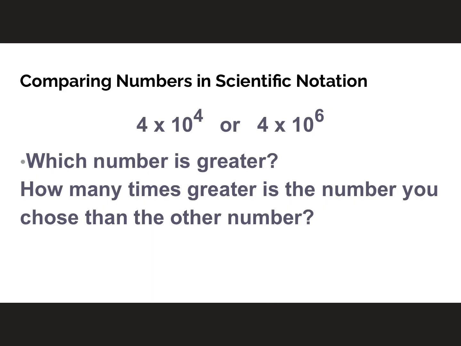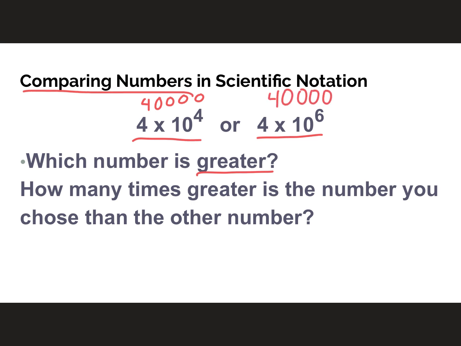So now let's talk about how we compare numbers that are written in scientific notation. Here I have 4 times 10 to the 4th or 4 times 10 to the 6th, and I want to know which number is greater. Well, that's pretty easy. If I wrote it out, this would be 4 with 4 zeros. This would be a 4 with 6 zeros. So which of these is bigger? This is 40,000. This is 4 million.